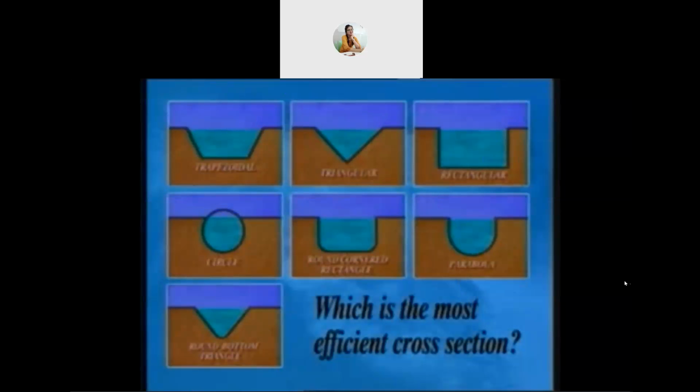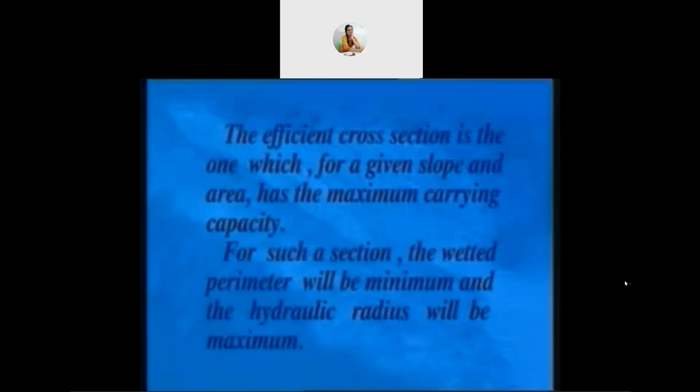Now the question is, which is the most efficient cross-section? The efficient cross-section is the one which, for a given slope and area, has the maximum carrying capacity. For such a section, the wetted perimeter will be minimum and hydraulic radius will be maximum. For an open channel, the semicircle is the most efficient cross-section.